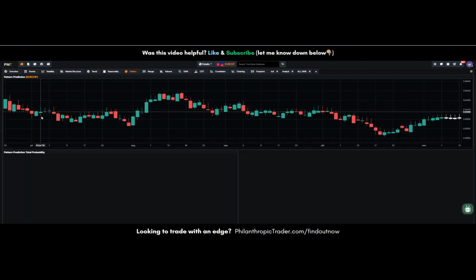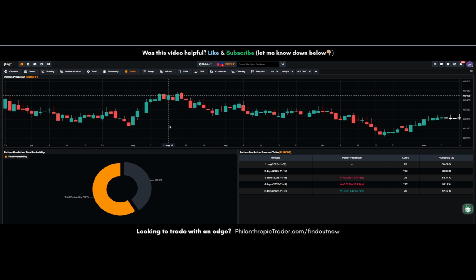Here we have the pattern prediction. As mentioned, they use a specific AI system that generates these candles, and they say currently we don't see a lot of movement in the near future. In the upcoming days it's quite ranging, but they use a specific forecast, a specific AI system for that.